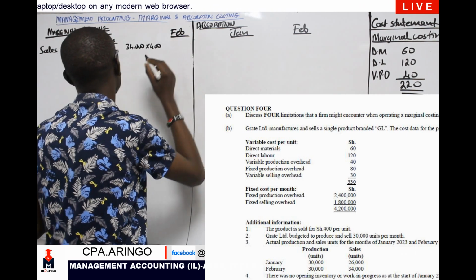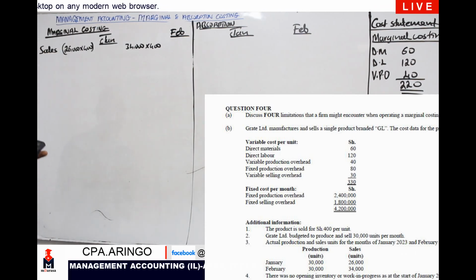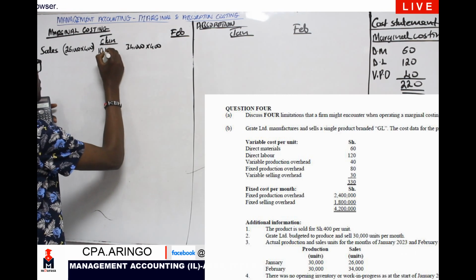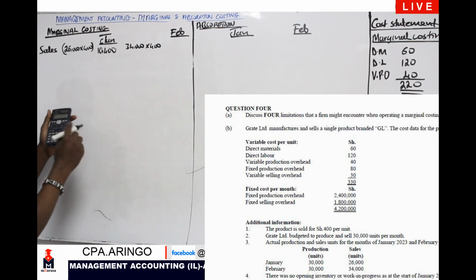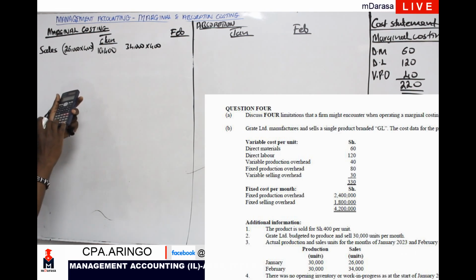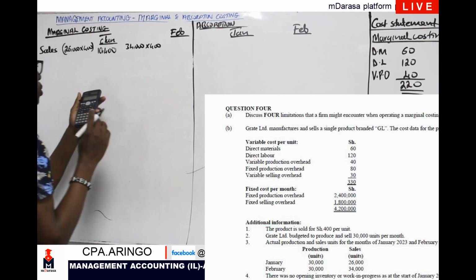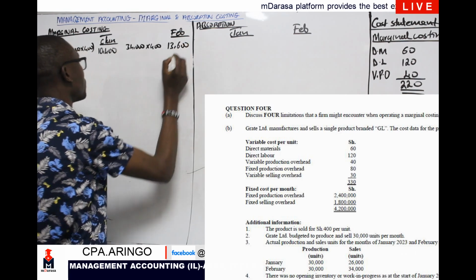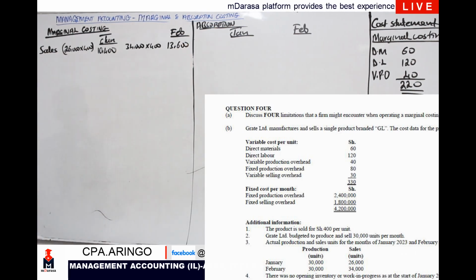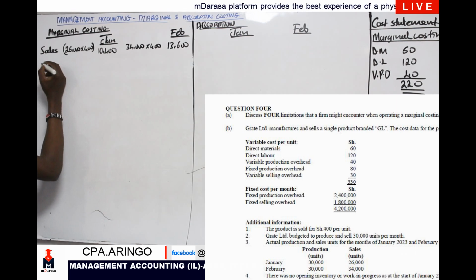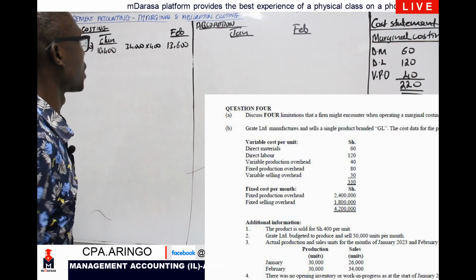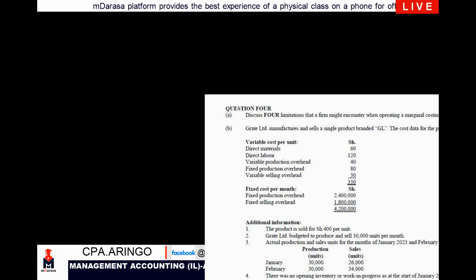Let our figures be in thousands. The first one, 26,000 by 400, will literally give us 10,400. This other one will give us 34,000 by 400, which gives 13,600. Our figures are in thousands, so 13.6. In this case you can do it all across, because the cells will not change.